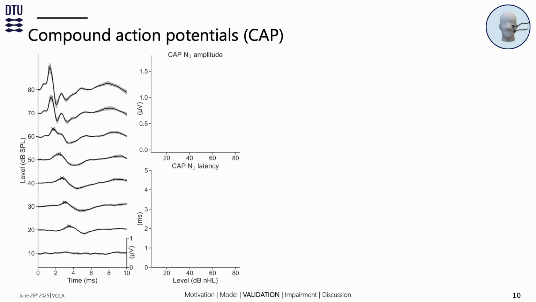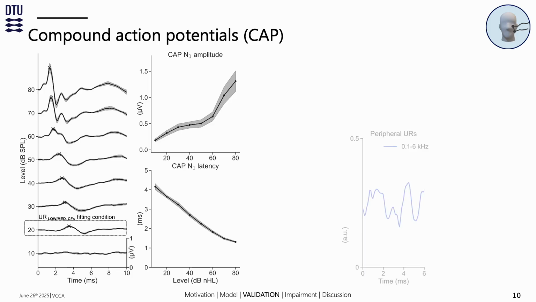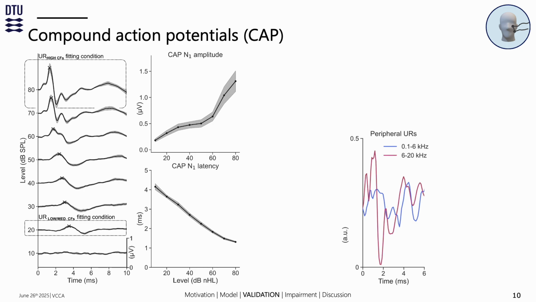Here we can plot the amplitudes and the latencies as a function of level of the peaks, and we can do a fitting for these lower units, so low and mid units from 100 hertz to 6 kilohertz for each participant. What I'm showing here is the average, but we have a kernel for each participant, and we do the same at the highest level for the more basal responses. So we have these two fitting conditions, and then for the rest of the levels we can do predictions for each participant again, and you can see that these qualitatively fit quite well.